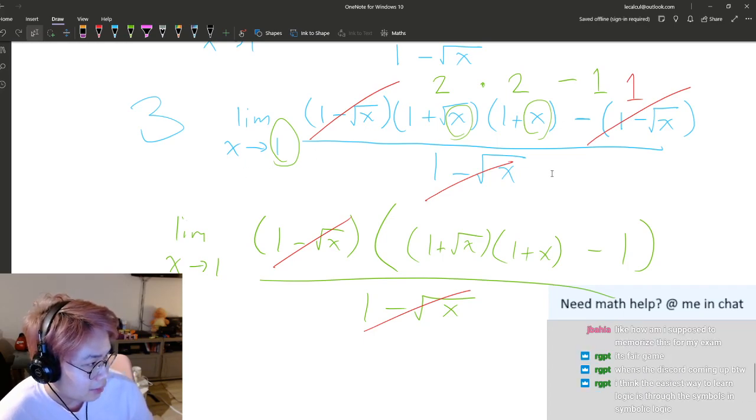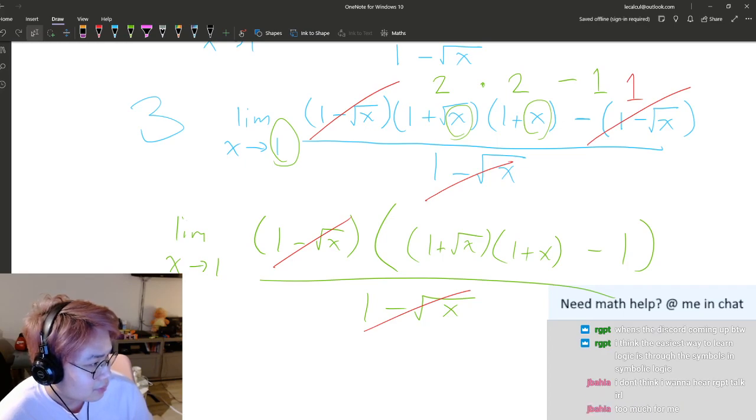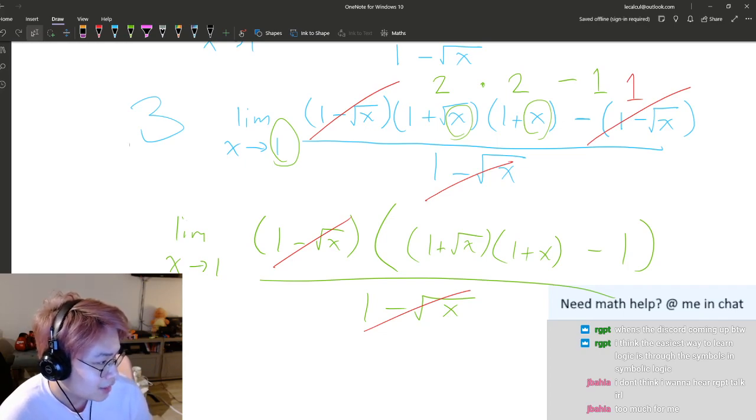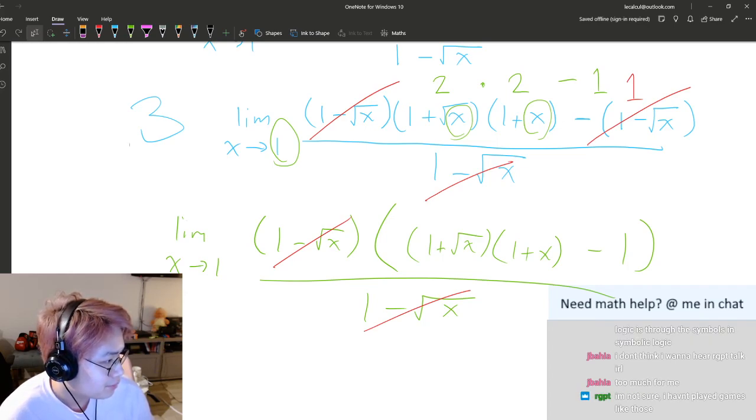Discord, Maxime is working on the Discord, so we'll see. Yeah, easiest way to learn logic, but a good way to practice logic is through video games. You don't want to hear RGBT talk in real life? What happens if he has a really cool voice? You're not sure? You haven't played games like those? Yeah, so I don't know.